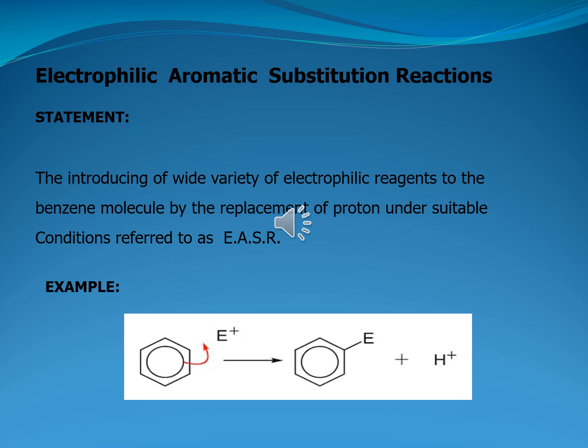In the example, you can see over here, the pi electrons of the benzene molecule make a bond to the incoming strong electrophile, and we can observe a substituted benzene molecule on the product side by the removal of a proton, and we get the substituted benzene molecule.